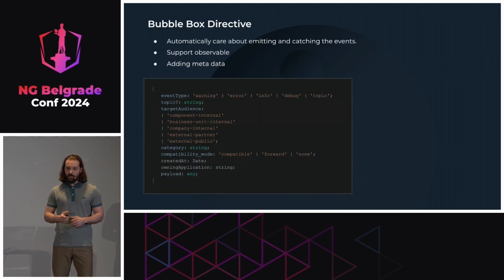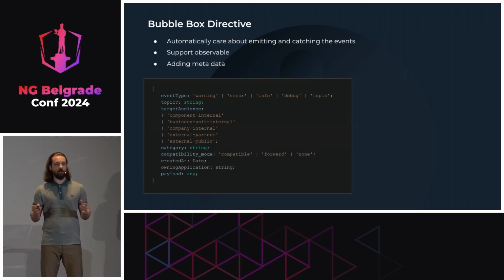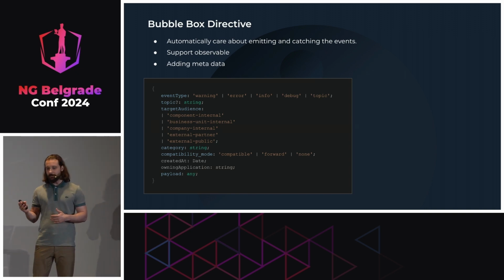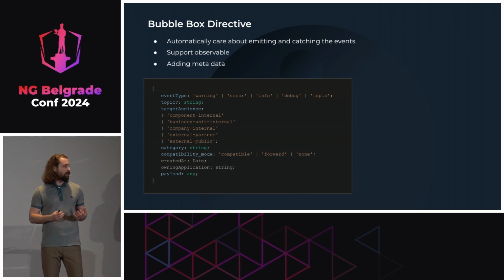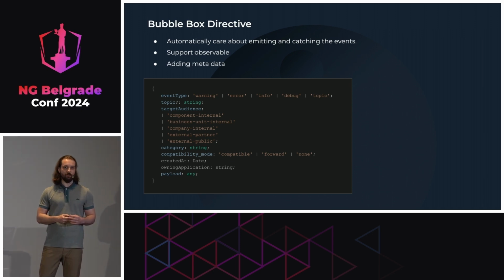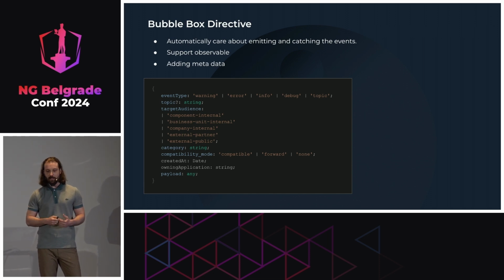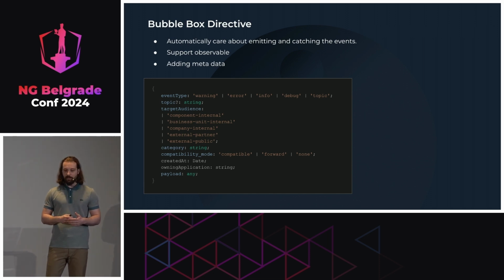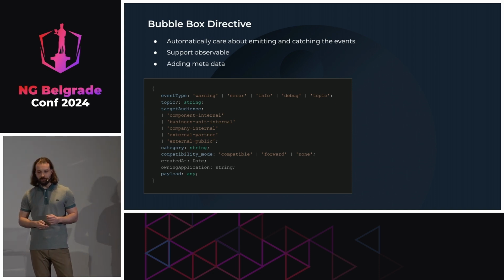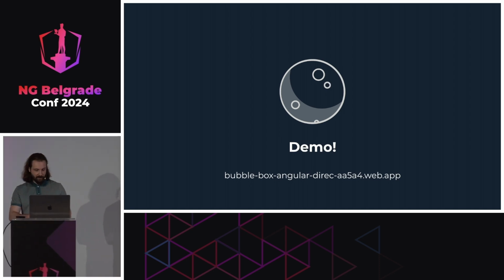So with that, the Bubblebox directive will more or less transform our iFrame into a component, and it will automatically take care of catching the events or sending the events to the other app. We are supporting observables for now, and along with that, we are adding metadata like event type, and the data that we are passing will come as part of the payload. So now let's see the demo and how it actually works in practice.